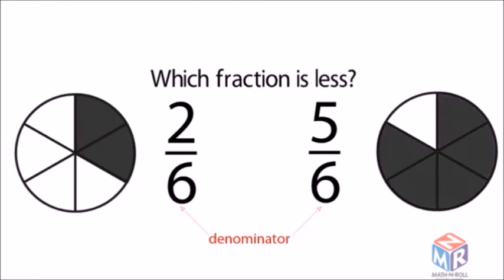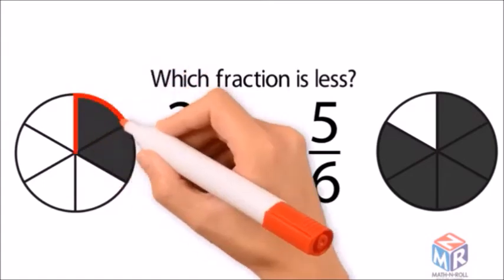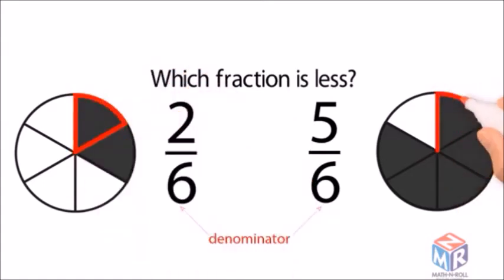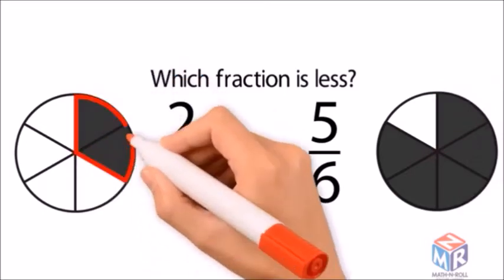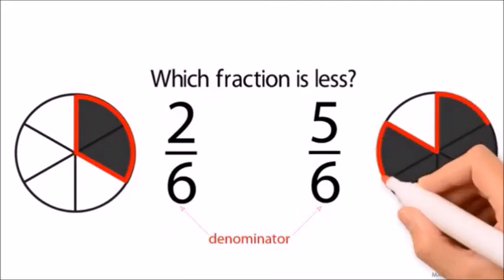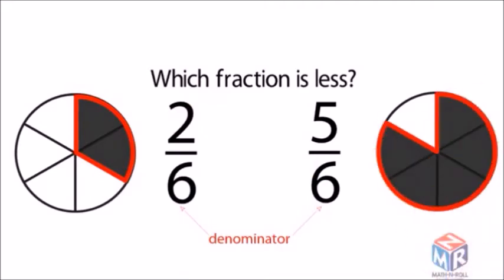Both shapes have 6 equal parts and are the same size, so the parts in the first shape are the same size as the parts in the second shape. When parts are the same size, 2 parts is less than 5 parts. 2/6 is less than 5/6.